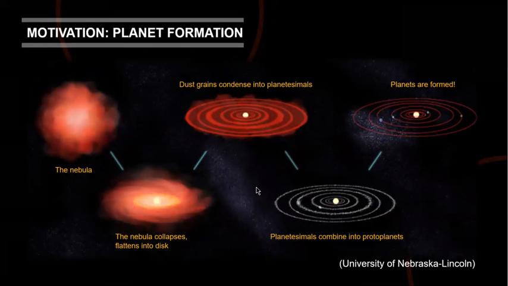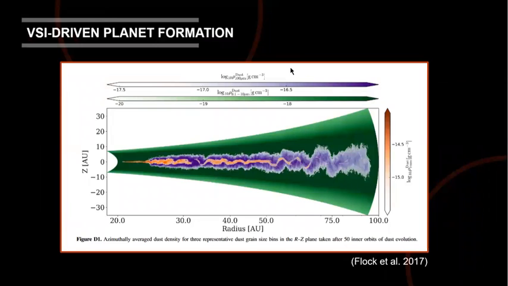So in recent history, we've come quite a long way with our understanding of planet formation. So we know a nebula collapses into a disk, and within this disk, dust grains condense into planetesimals. Ultimately, the planetesimals combine into protoplanets, and finally, we get planets. But there's still some missing information about this step right here. Current modeling of protoplanetary disks, like the one by Flock et al. 2017, show that hydrodynamical instabilities, like the vertical shear instability, are responsible for these density structures within disks in which dust grains may potentially condense into larger and larger solids, and ultimately planetesimals.